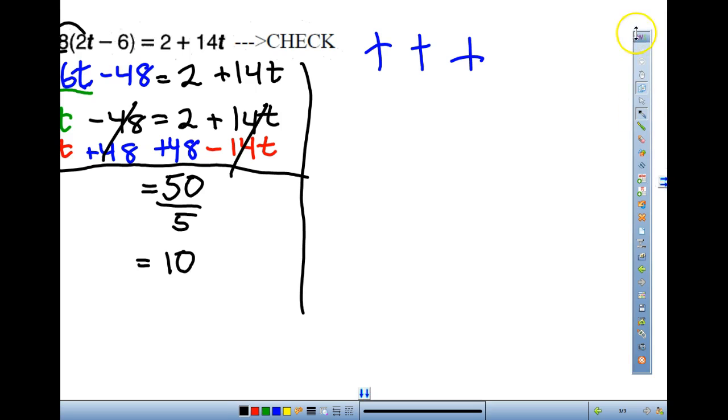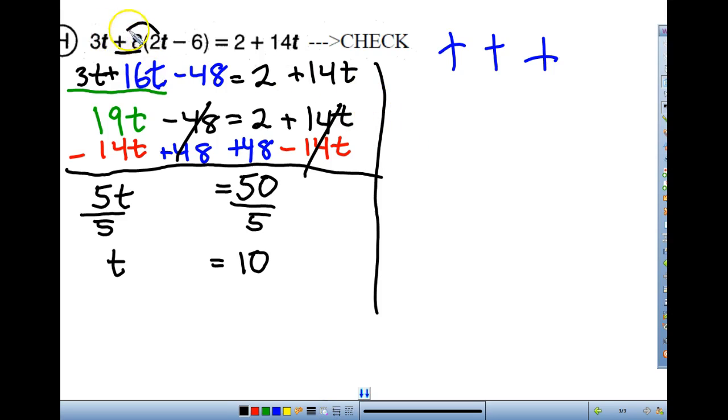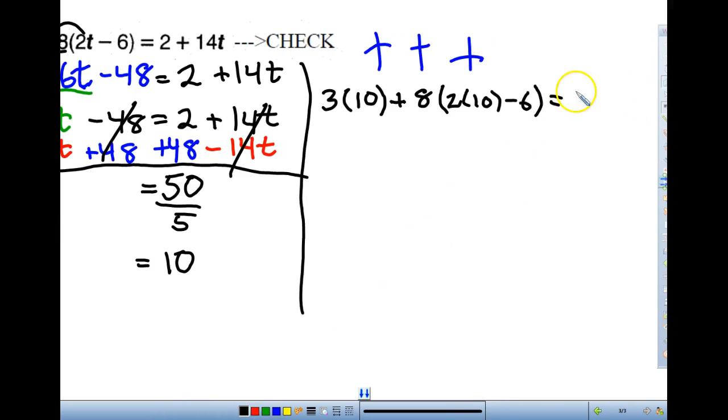Now this is one that you need to check. So let's take our answer, plug it in the original, let's print it on the paper, plug it in there. So we got 3 times 10 plus 8. 2 times 10 minus 6. So equal. Replacing all the t's with a 10. And independently, you don't add or subtract on both sides or anything. You just see, will these two come out to be the same number?